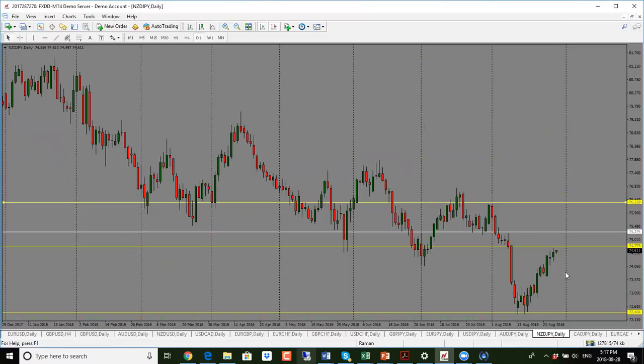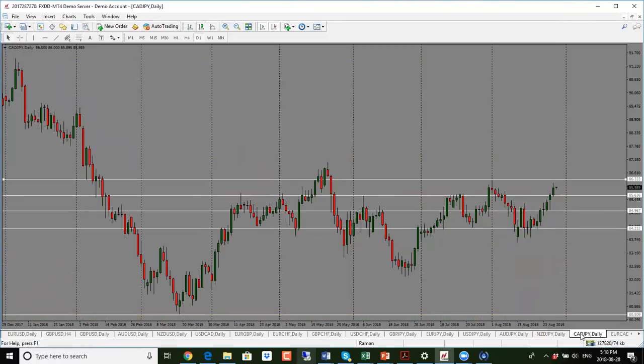New Zealand yen, this is looking more bullish. Yesterday, this was neutral. Today it's looking more bullish, so this one could go higher, and again it could go all the way into the 75.27 level. This looks very similar to the New Zealand dollar pair as it stands right now, so I think this one could go higher into the 75.27 level.